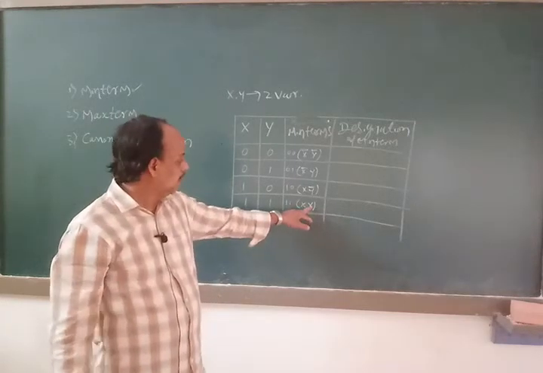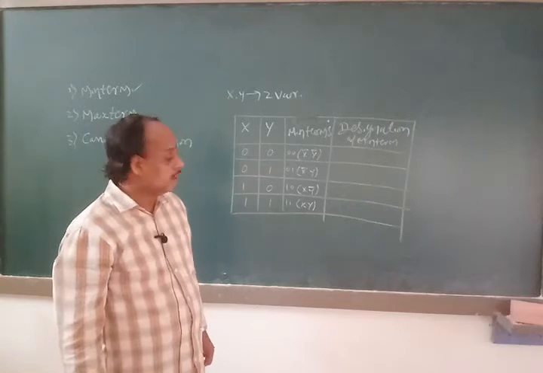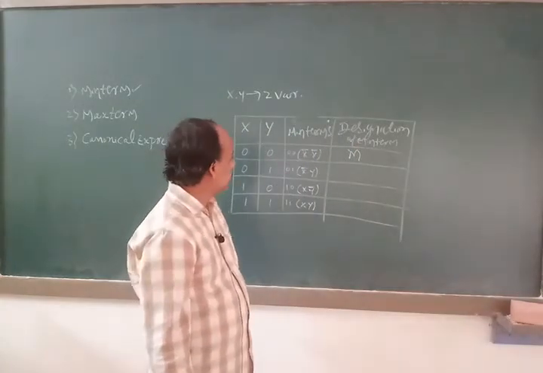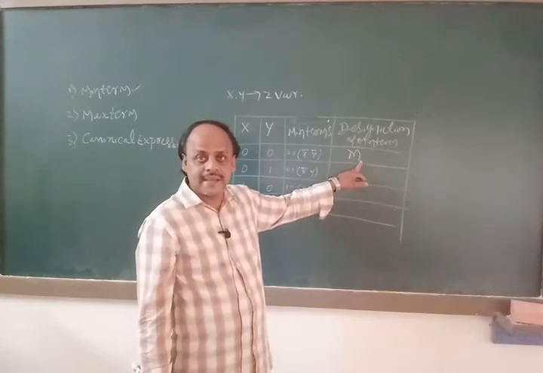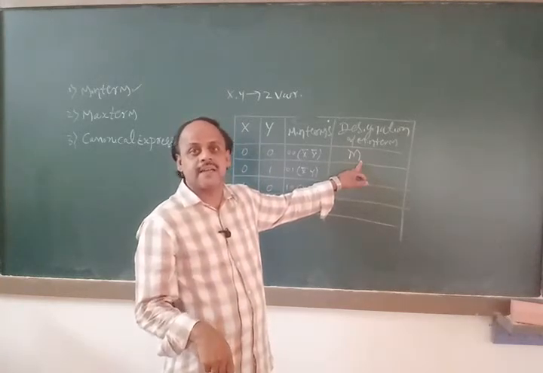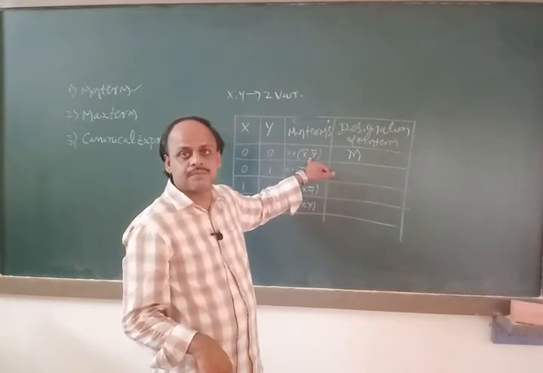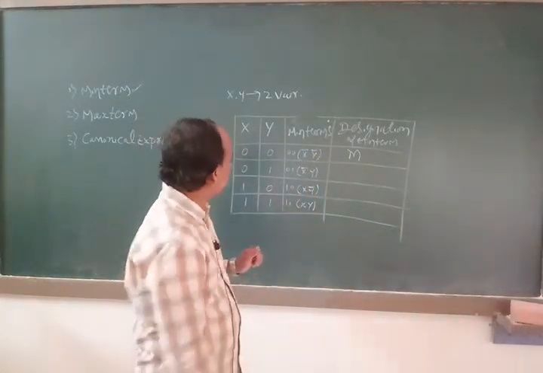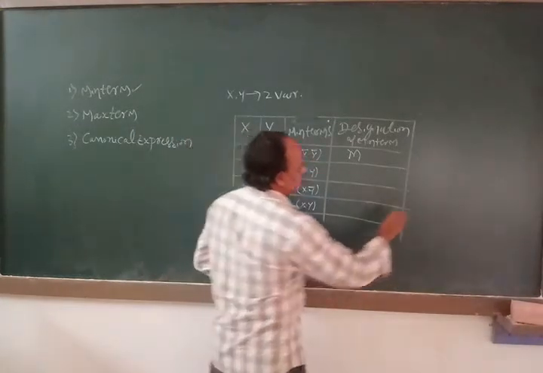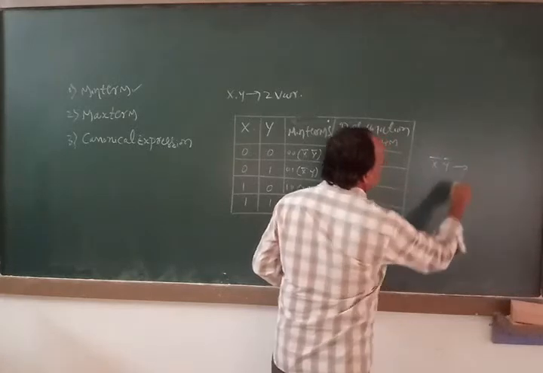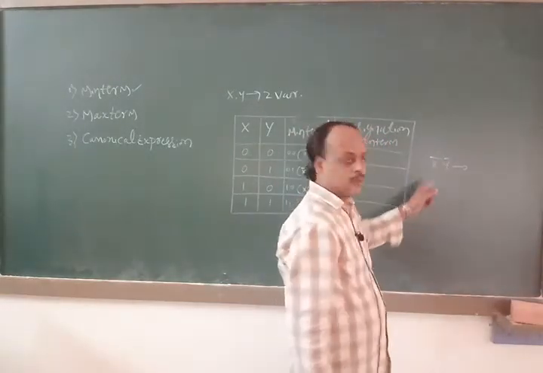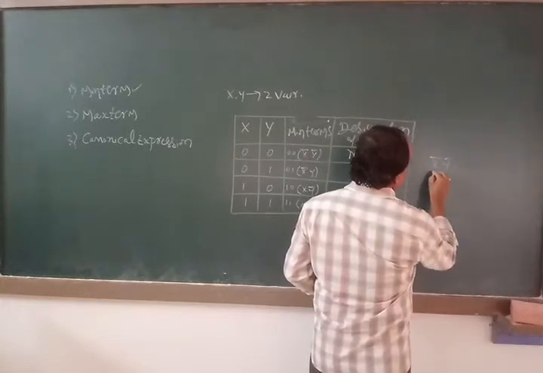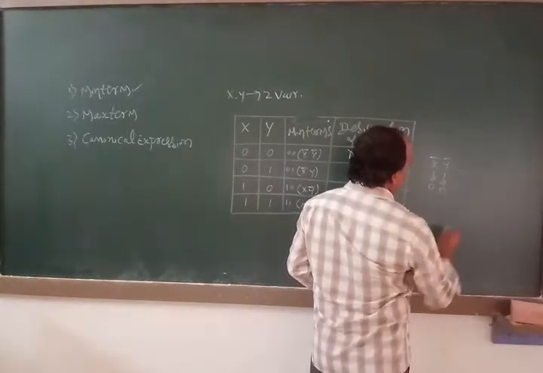Now the min term designation is indicated by small m, and the min term has subscript i that represents the decimal equivalent of its binary value. For x bar y bar, x bar represents 0 and y bar represents 0. This is 0 0, the binary form.